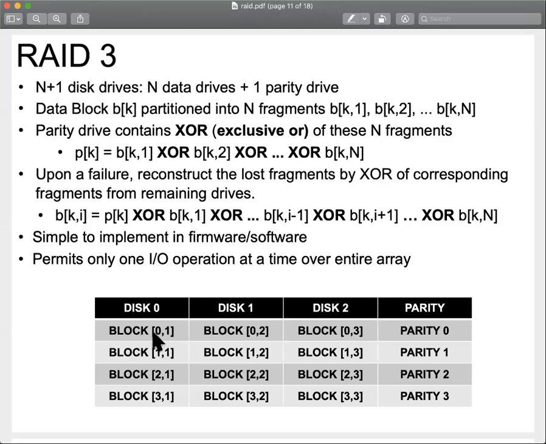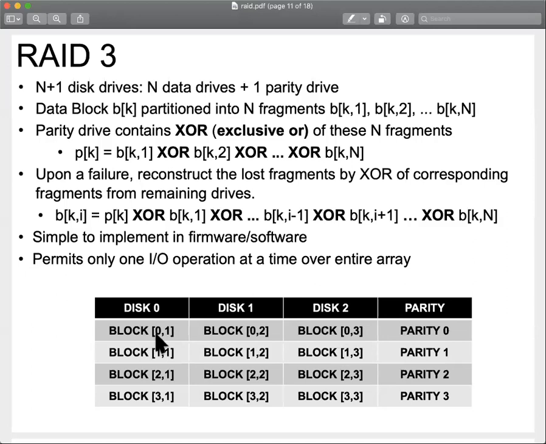So we take block 0, and since we have 3 data disks, we divide it into 3 parts: block 01, block 02, block 03. Okay, and then we place these 3 fragments of block 0 on 3 different disks: disk 0, disk 1, and disk 2. Now when we do this, we compute a parity of all these 3 blocks together. We'll do an XOR operation of block 01, 02, and 03, and that will become parity 0.